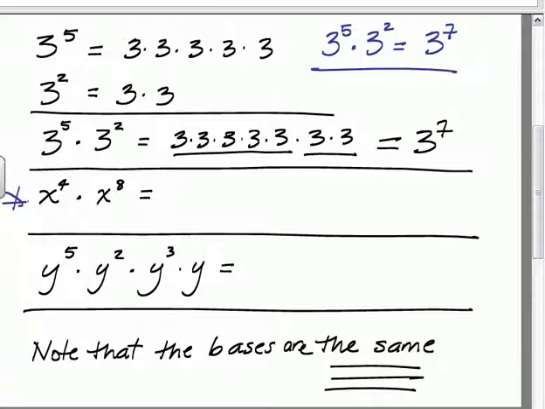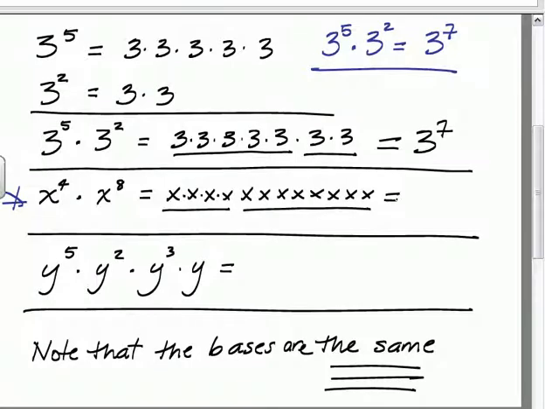x to the 4th times x to the 8th. Well, we know what that means. x to the 4th, x times itself 4 times, x to the 8th, 1, 2, 3, 4, 5, 6, 7, 8. So there is x to the 4th times x to the 8th. And what do we have? We have 12 x's being multiplied, and we know the shorthand way to write that is x to the 12th. So in blue, let's keep track of what we're discovering here. x to the 4th times x to the 8th equals x to the 12th.